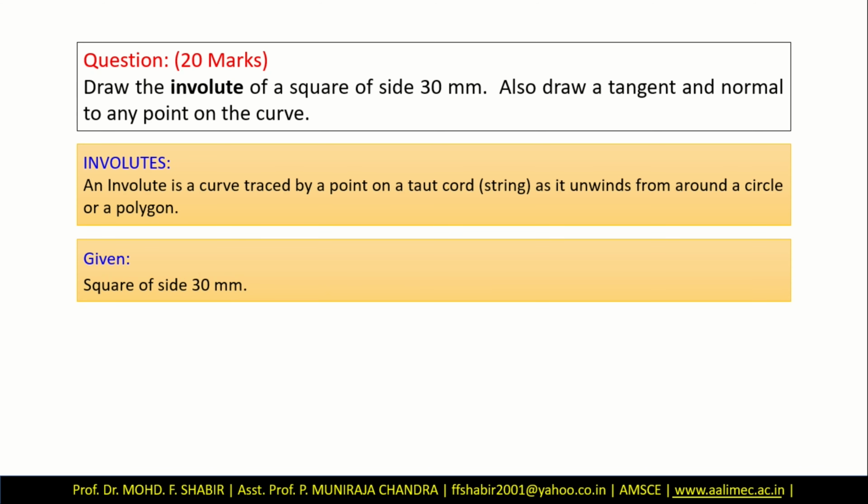Given a square of side 30 mm. First, take an A3 sheet and draw a margin on all four sides using an HB pencil. Write the question number on the left top corner. Now, let us start the construction of an involute of a square. So, first draw the square.